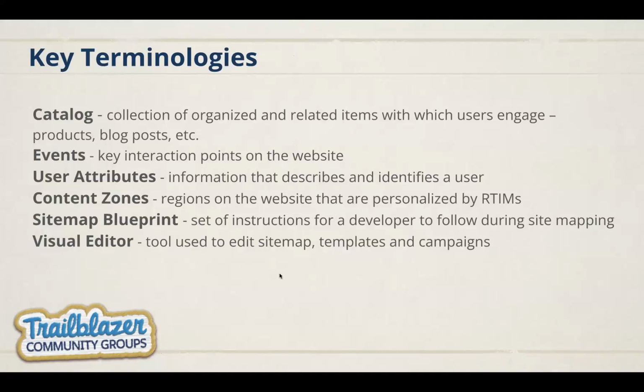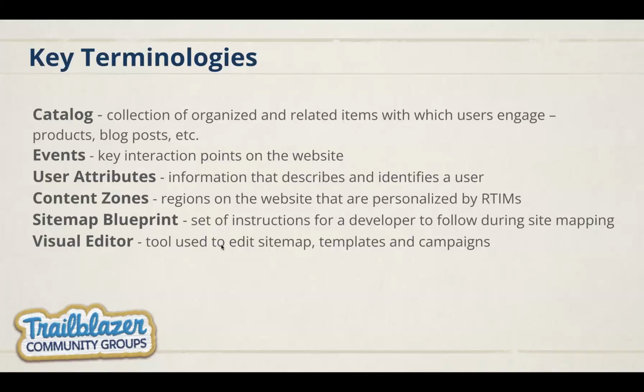Events are key interaction points on the website. You can think of multitudes of events on your website: login, product purchase, product view, or starring a product if it's e-commerce. And then there are user attributes. These are specific information about the user. So this could be their first name, last name, maybe their affinities, any sort of information about the user that is valuable to your business use case.